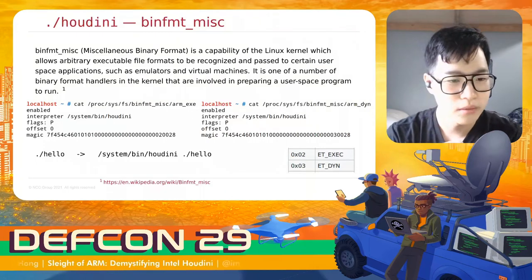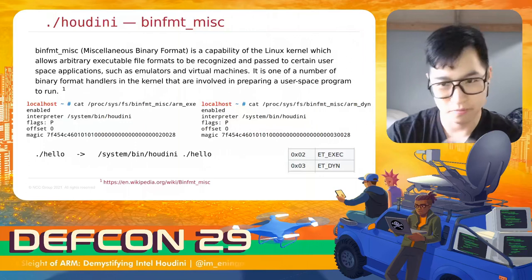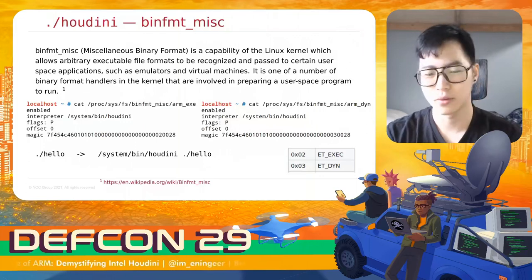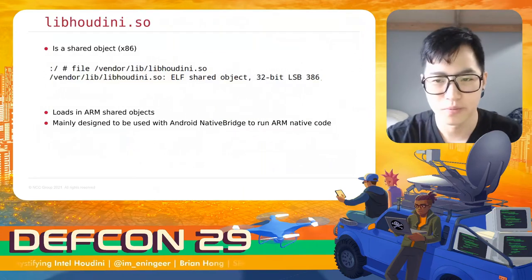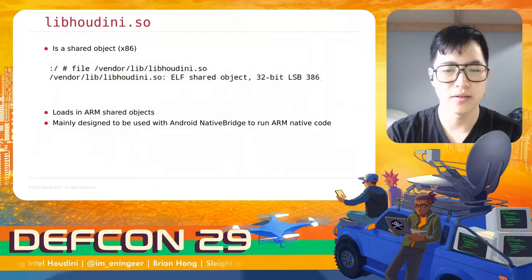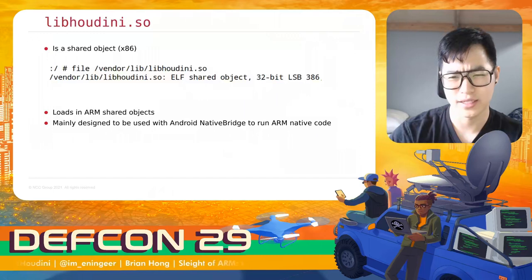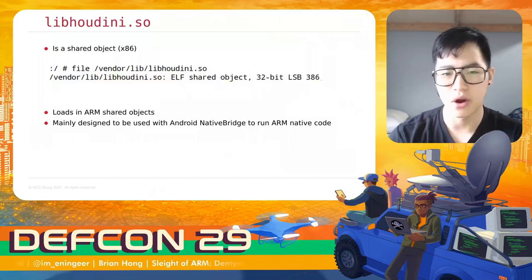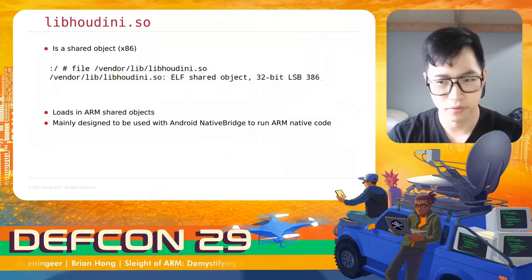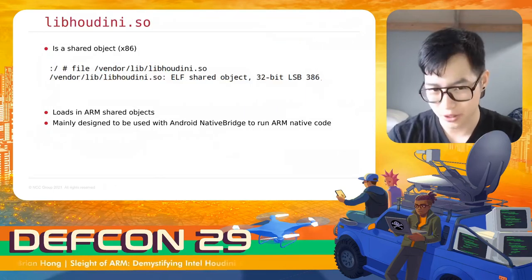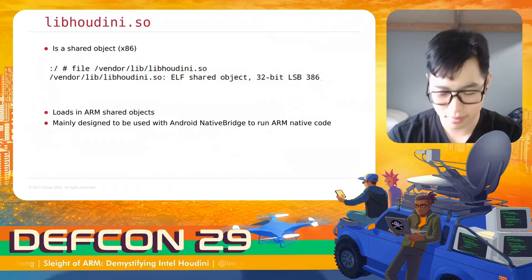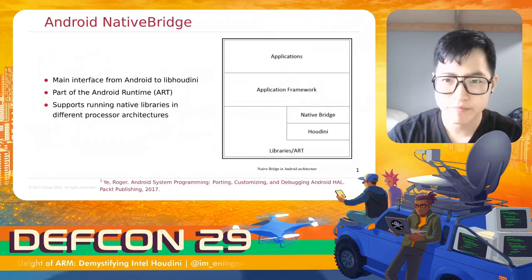Right. So now that we know how the Houdini part is being used, let's look at the more interesting second component, which is libhoudini.so. Libhoudini is itself a shared object for x86, and it's used to load other shared objects for ARM. It was designed to be used with Android Native Bridge. So let's talk about that.